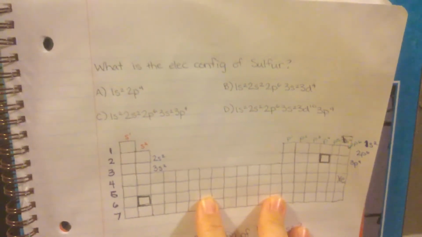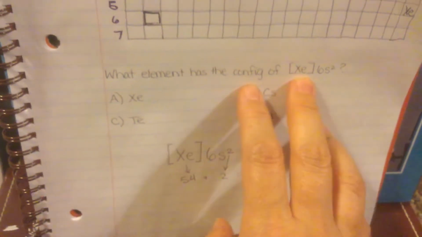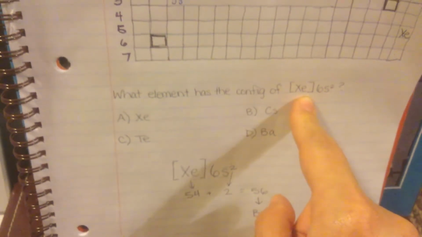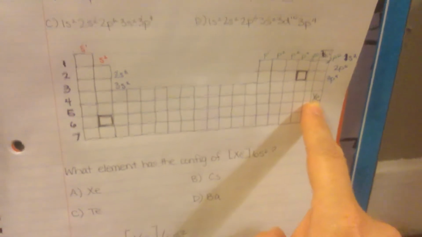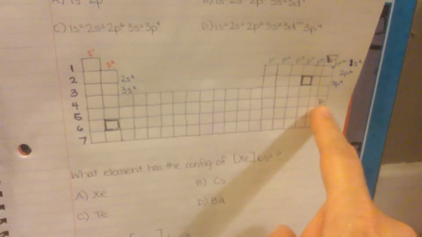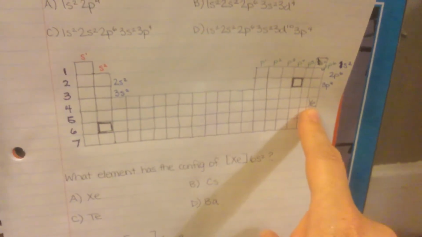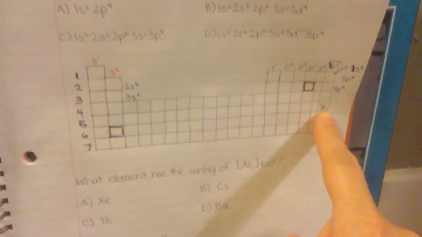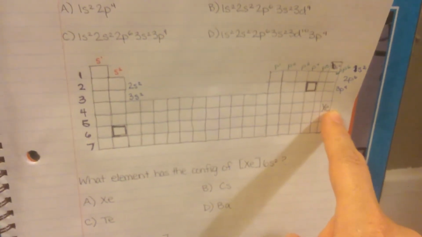Okay, so the next question says, what element has the configuration of Xe 6s2? So Xe in brackets is going to be a noble gas, and the noble gas Xe is for xenon, which is right here in the 5th row or the 5th period, and then the last column. And then it says 6s2.